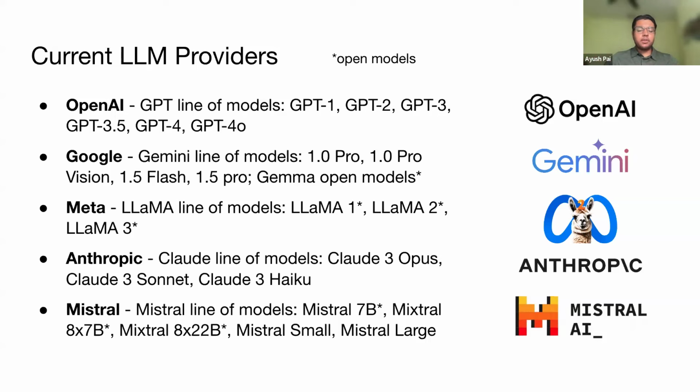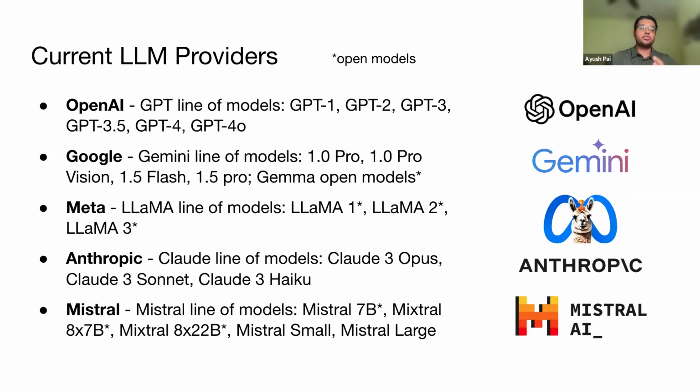Next we have Meta, which has their Llama series of models. They had Llama 1, 2, and recently 3, and these are also open models. We have Anthropic, which has Claude 3 Opus, Claude 3 Sonnet, and Claude 3 Haiku. Opus is obviously their most powerful model, Sonnet is their second most powerful, and Haiku is, I think, their minimal model.